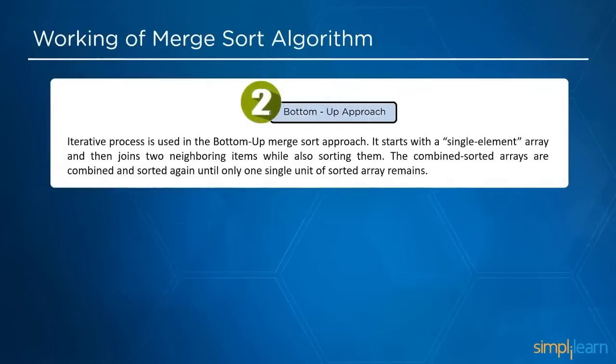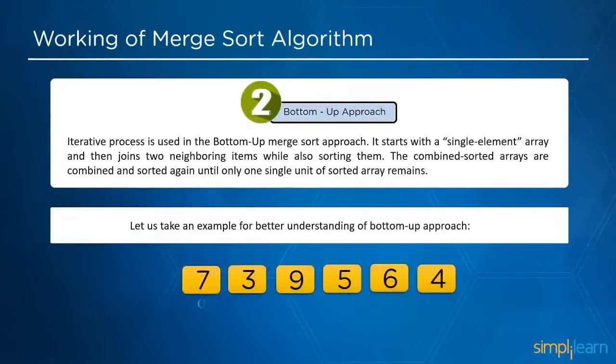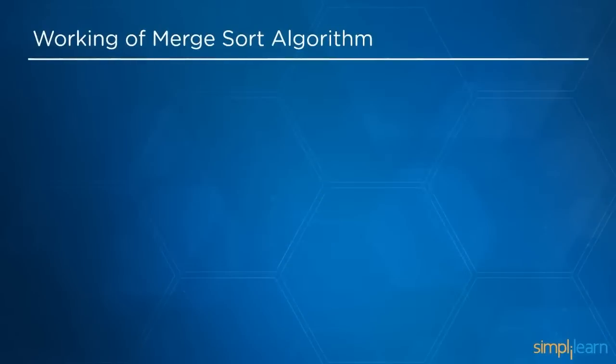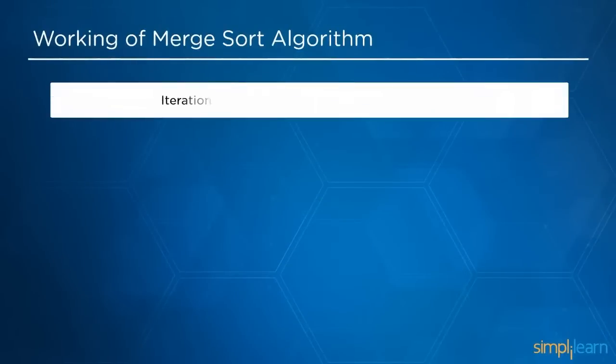Next, we will understand the bottom-up approach. An iterative process is used in the bottom-up merge sort approach. It starts with single-element arrays and then joins 2 neighboring items while also sorting them. The combined sorted arrays are combined and sorted again until only one single sorted array remains. Now, let us look at an example right here on my screen.